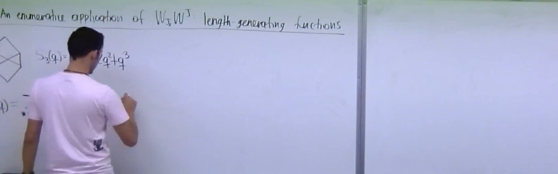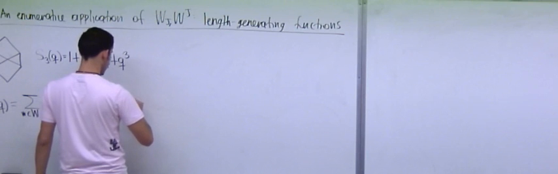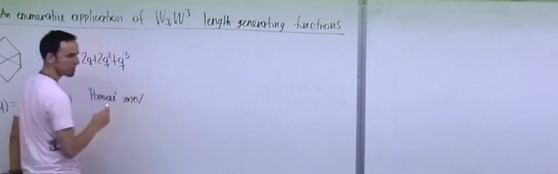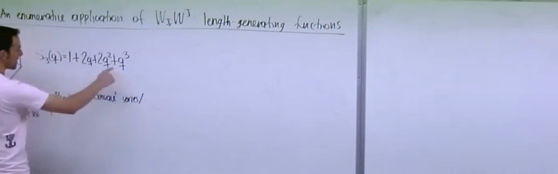Now, this is either a polynomial or a series. In general, it's a series, because in general, Coxeter groups can be infinite. In this case, it's a polynomial.